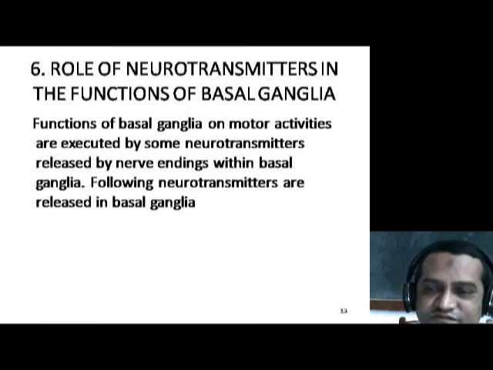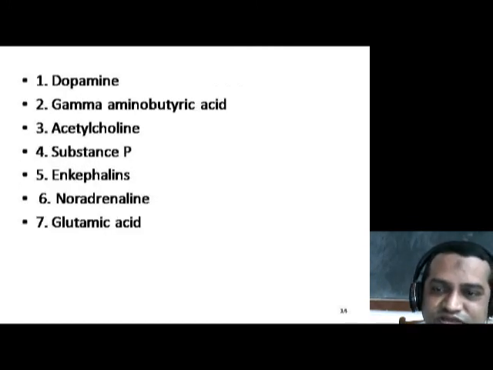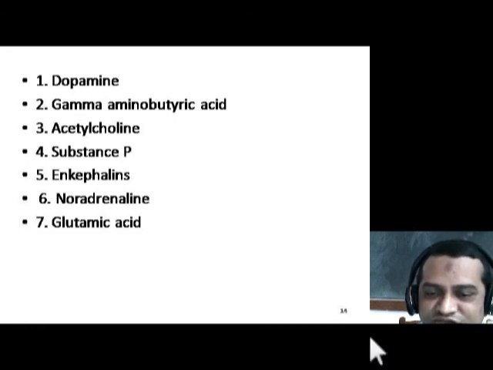Then the last function of basal ganglia is the role of neurotransmitters in the functions of basal ganglia. Functions of basal ganglia on motor activities are executed by some neurotransmitters which are released by nerve endings within basal ganglia. Following are the neurotransmitters which are released in basal ganglia: dopamine, GABA, that is gamma aminobutyric acid, acetylcholine, substance P, enkephalins, noradrenaline, and glutamic acid. So these are the neurotransmitters which are released here in the basal ganglia.